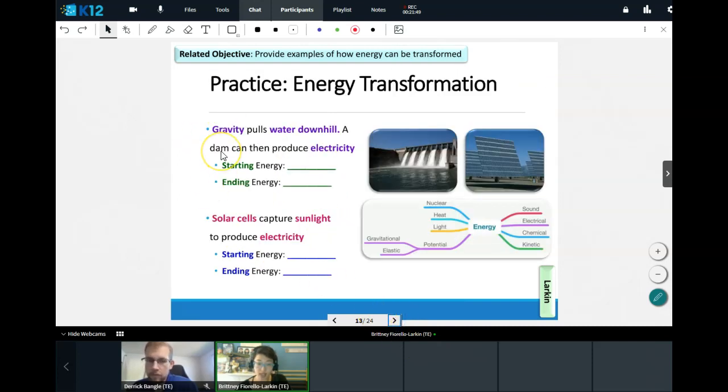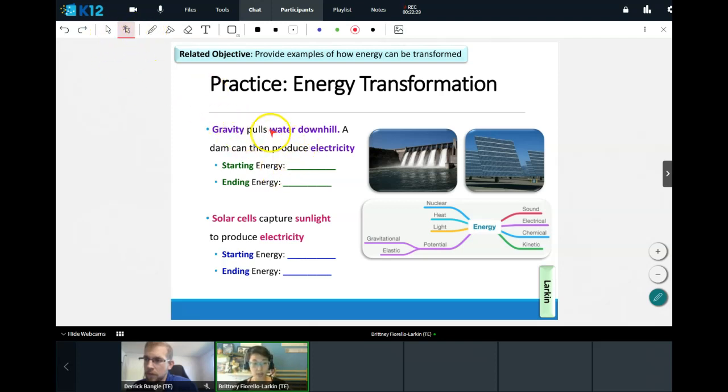Excellent. Let's go ahead and take a look at our next example. All right, so this time, let's imagine we have gravity pulling water downhill in a dam, and then the dam is able to produce electricity. It has generators or turbines that can then use that moving water in order to produce electricity. So let's go ahead and take a look at this one.